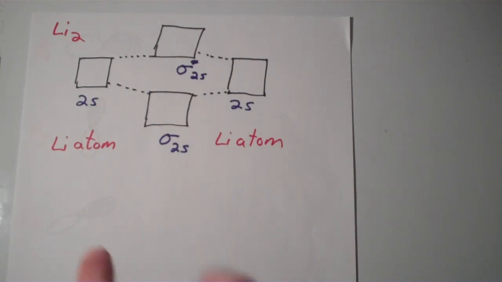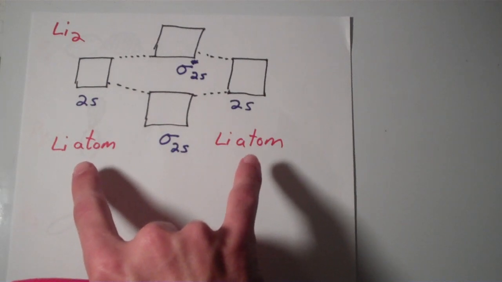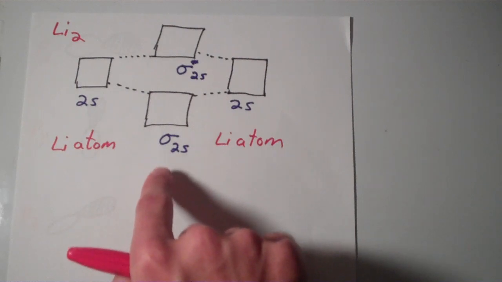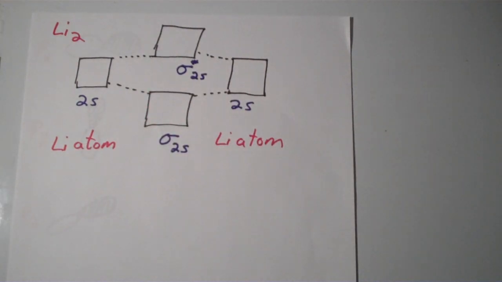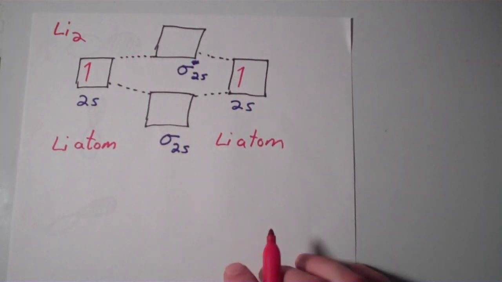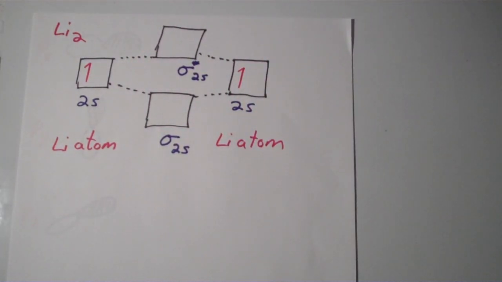You have your lithium atoms on the outside, with the atomic orbitals on the outside, and then the molecular orbitals for the Li2 molecule in the middle. Each lithium atom has one valence electron, so I'm going to go ahead and fill in the one valence electron for each lithium atom. Lithium actually has three electrons, but only one valence electron. Remember that when we talk about molecular orbitals, we're talking about the valence atomic orbitals. We're not really going over the core electrons.